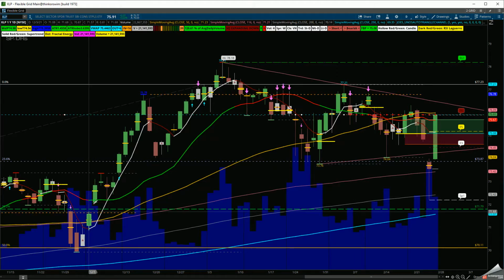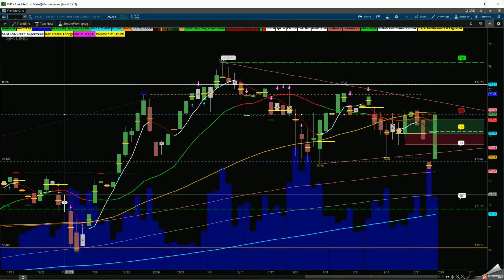We still have this professional gap on that move up. We retested, and this candle reclaimed these two candles. This tells me that the sentiment has changed. But where did we retest? The 18 and the 50 simple moving average, and we closed right on the 61.8. Pay attention to the XLP consumer staples.